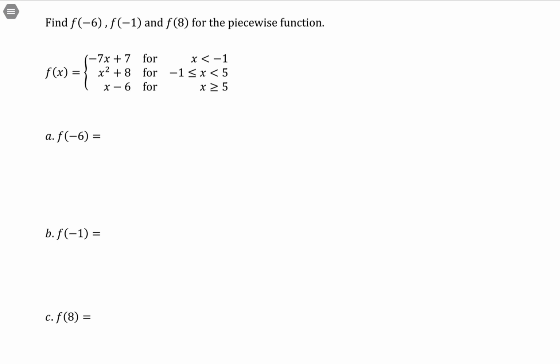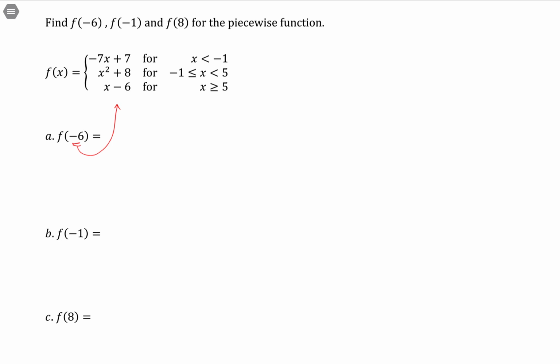Find f of -6, f of -1, and f of 8 for the piecewise function. Whenever you have a piecewise defined function, students' first reaction often is to plug this number x into all three of these functions and get three different answers.